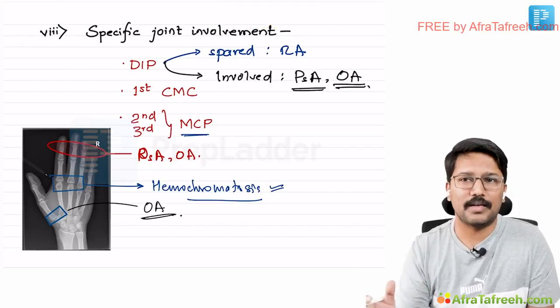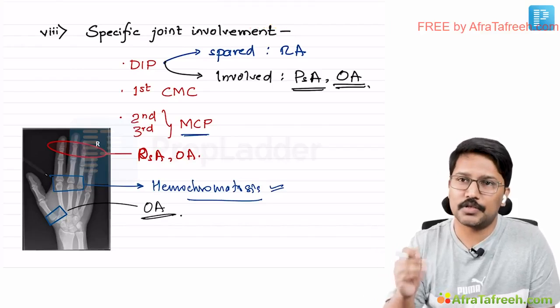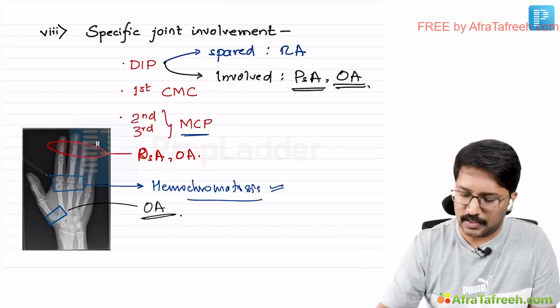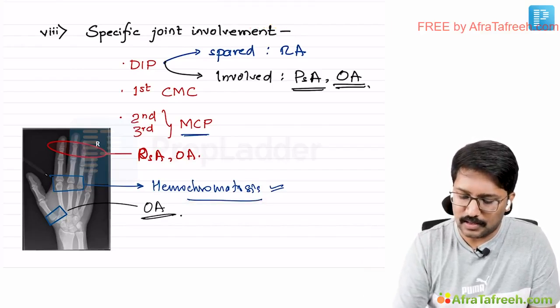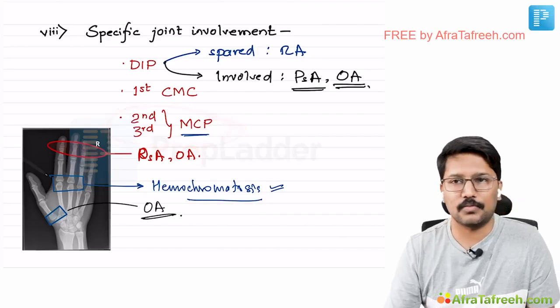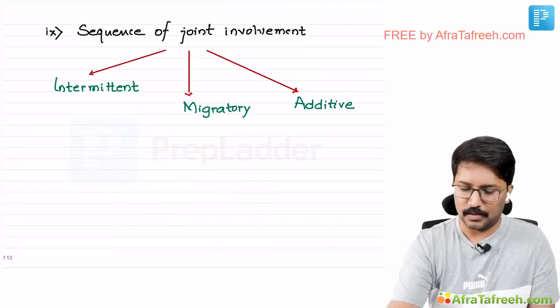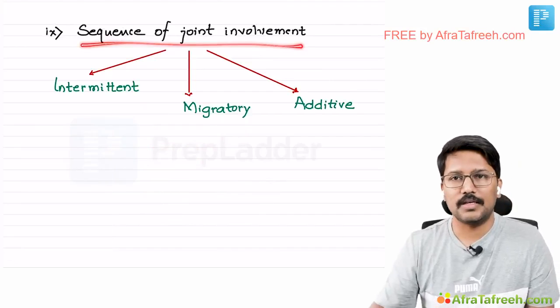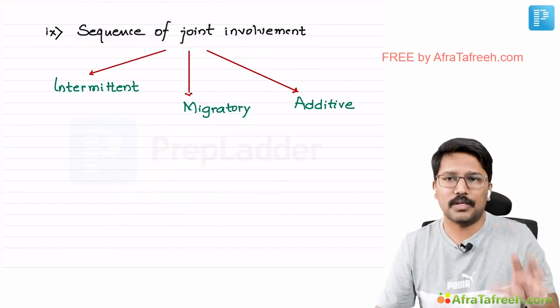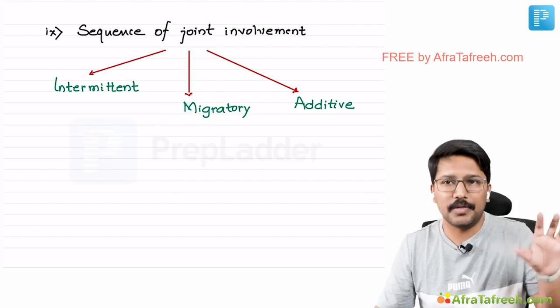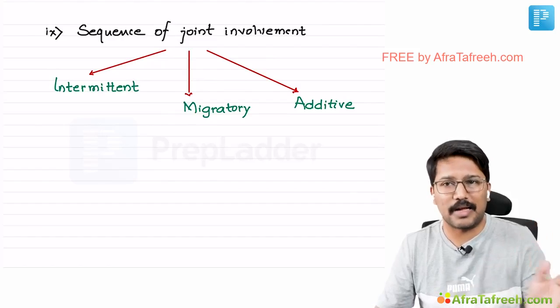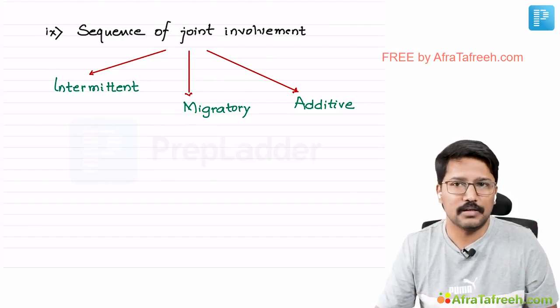Which joint is more predominantly affected in hemochromatosis, or which joint shows the earliest changes? So when I say predominantly affected, that also means earliest changes are also seen in the same set of joints, second and third MCP. Okay, then comes the question of the sequence of joint involvement, because in some conditions there may be intermittent joint involvement, in some conditions it may be migratory, and in some conditions it may be additive.